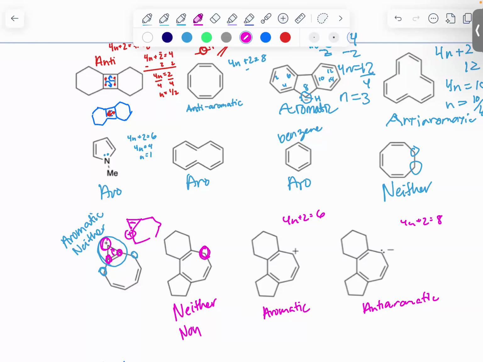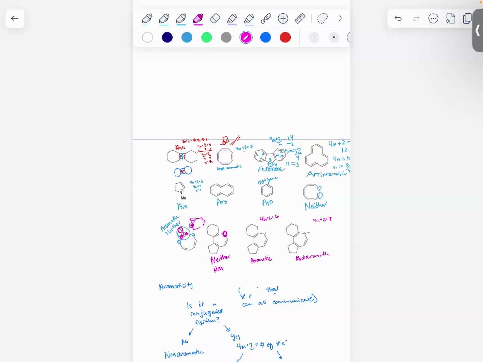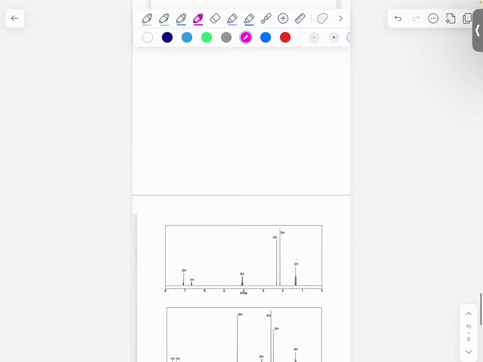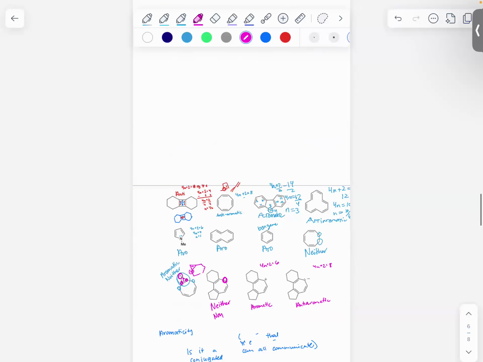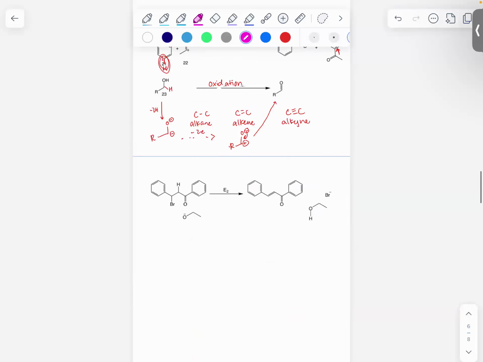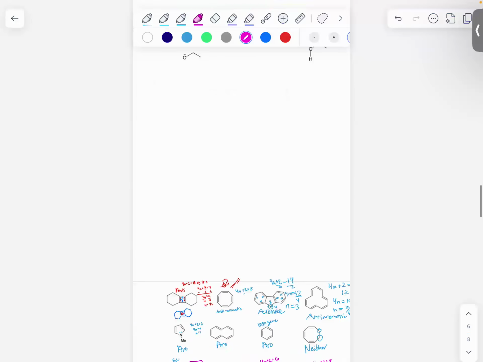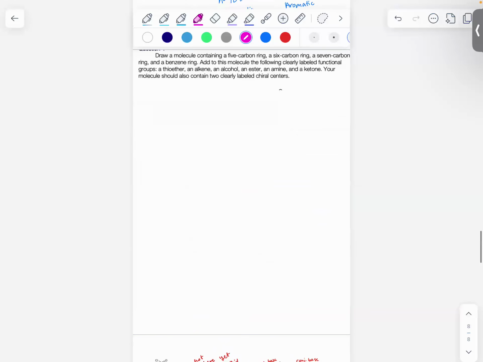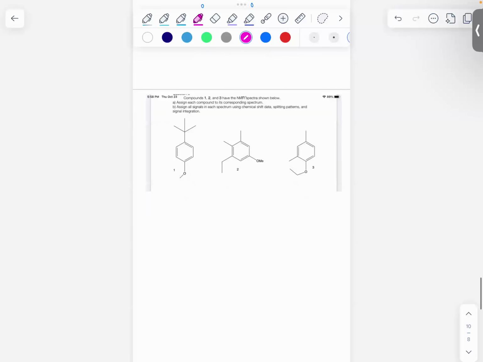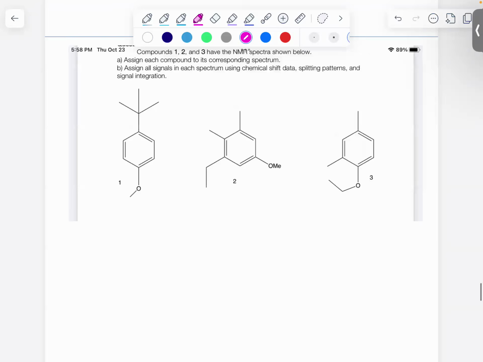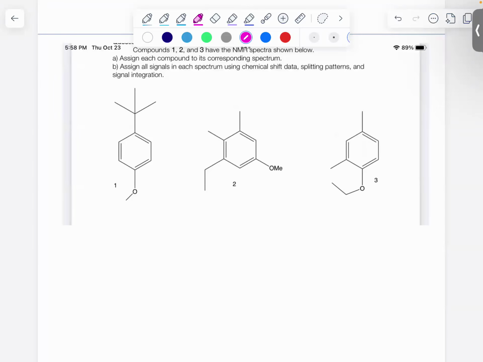How do we feel about determining aromaticity now? Lots of thumbs up. Very good. Okay. I have a couple different options, and I'm going to let y'all pick what we do next. We can do an elimination mechanism, draw a molecule, or NMR. Cool. So, NMR.